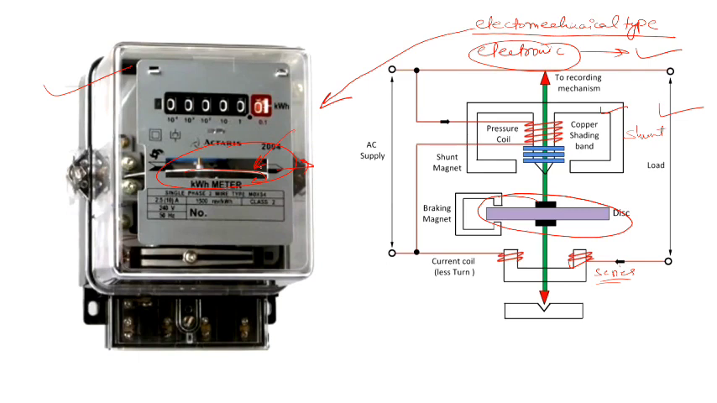Meaning, if your load is higher, the disc will rotate at a much higher speed, and as soon as the disc starts to rotate, this dial which is present here also starts to move and gives us the value of electrical energy being consumed. Fine. And for stopping this disc, there is a braking magnet, which is a type of permanent magnet.